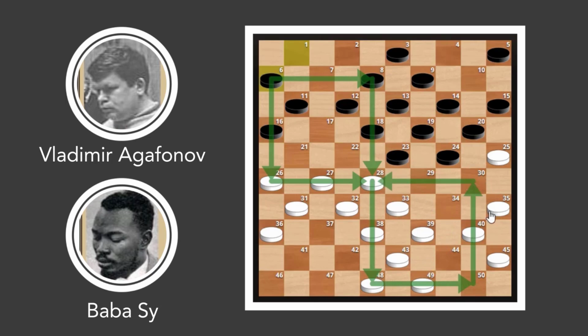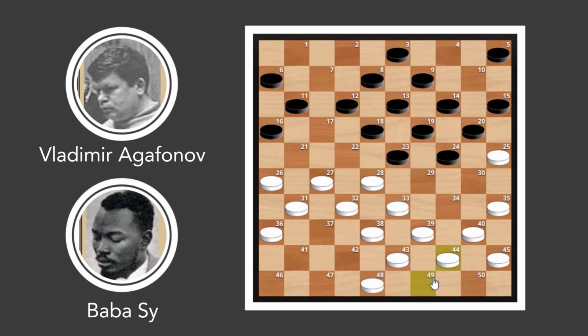Then we see that Babasai played 49-44. 49-44 was played by him. Black answered by playing 5-10. And this move was answered by Babasai by playing 48-42.